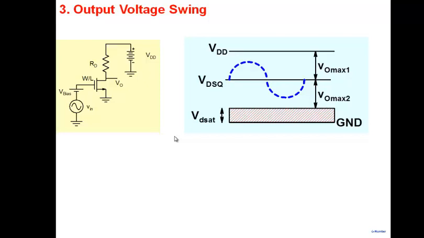VD SAM, VGS minus VD. If your transistor enters here, which means if its drain to source voltage enters into this region, it means it is in triode region. So the shaded region is like forbidden. Don't let your transistor enter into this region.